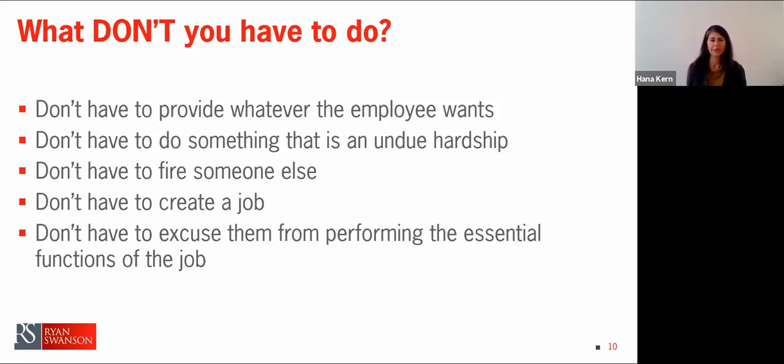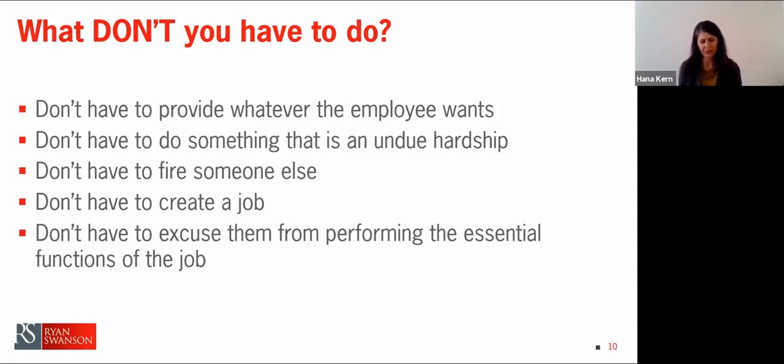What else don't you have to do? Well, you don't have to fire someone else in order to accommodate one worker. You don't have to give them someone else's job if that person is going to be fired as a result. You don't have to make up a job, okay? And importantly, you don't have to excuse them from performing the essential functions of the job.